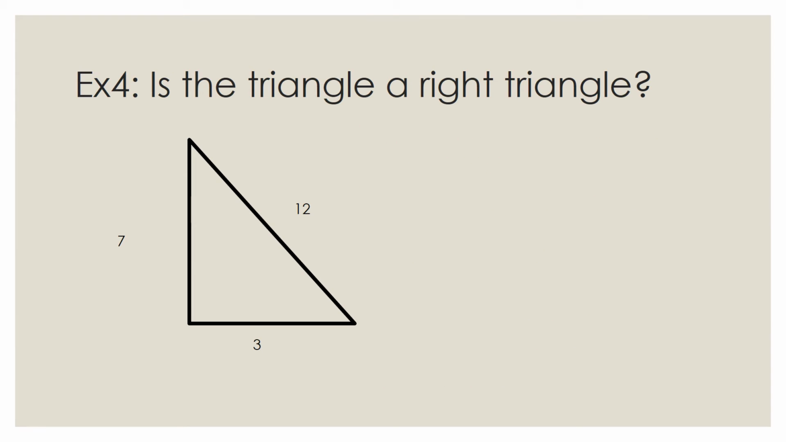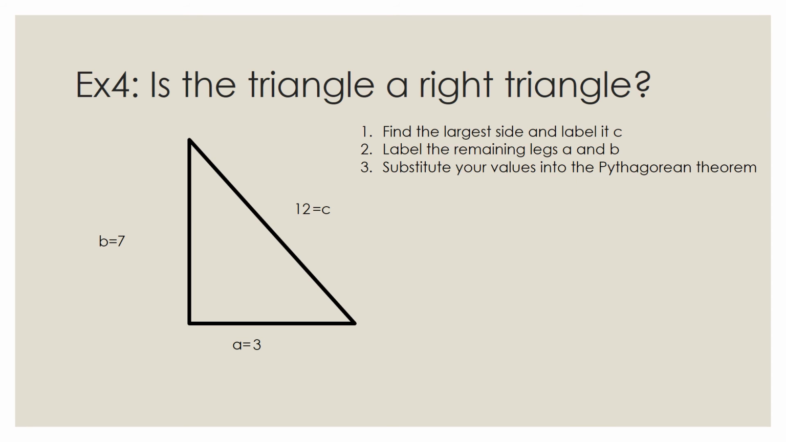Now for this triangle, we have 3, 7, and 12. We want to do the same thing again. We want to label our largest number, so that's going to be 12. That will be our hypotenuse if this is a right triangle. And A and B, we can label 3 and 7. If you wanted to, you could label 7 as A and 3 as B.